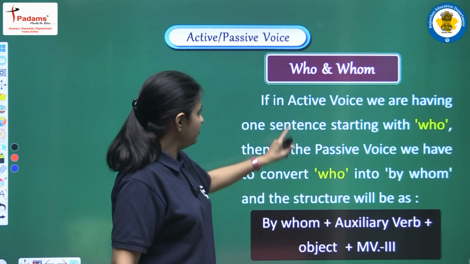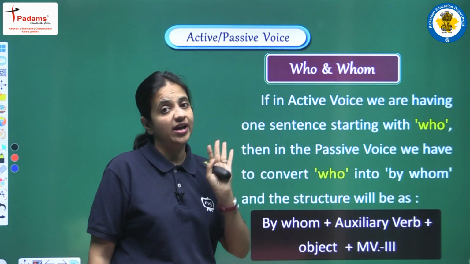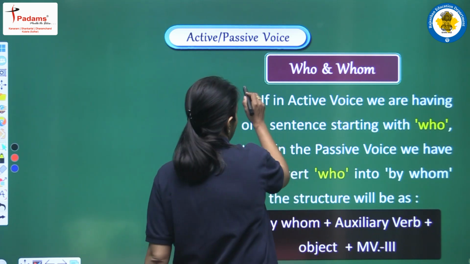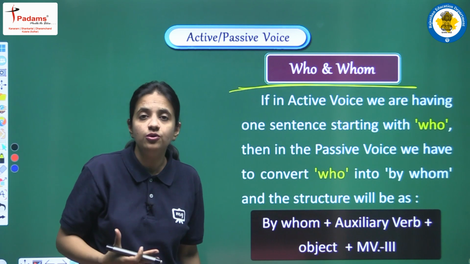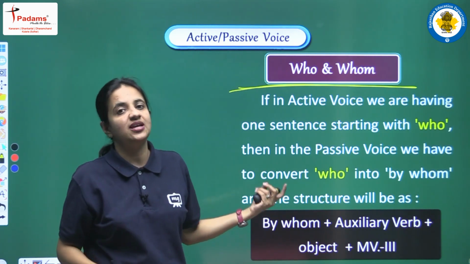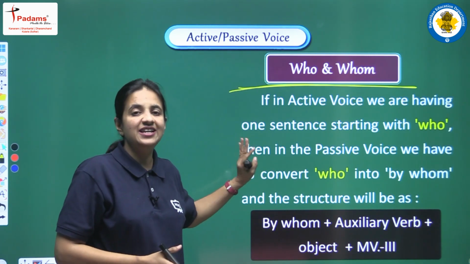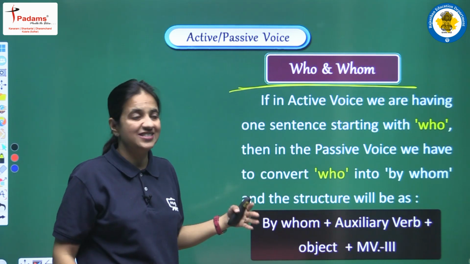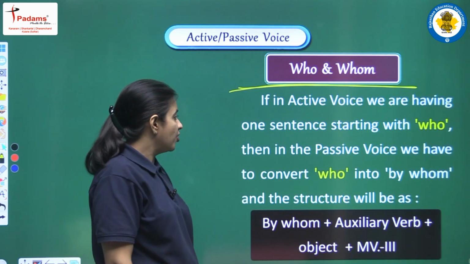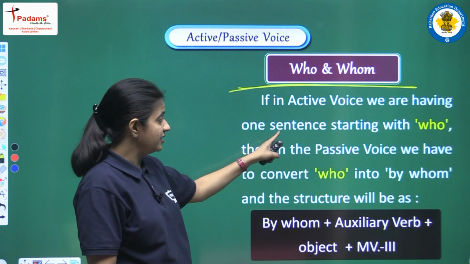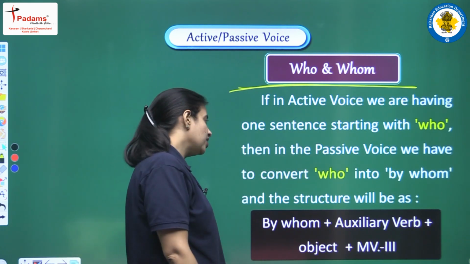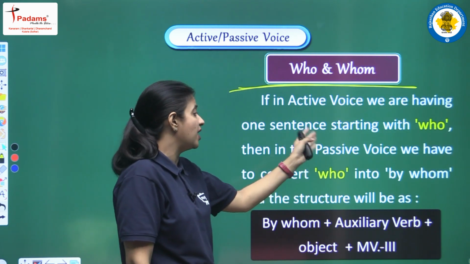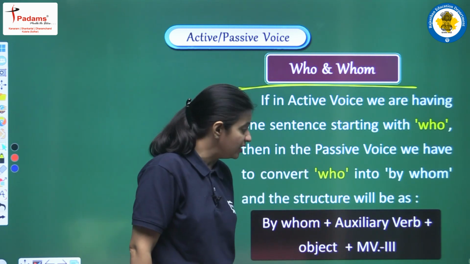Next, moving ahead, we have another very important thing, and this time we will discuss these two words, who and whom. So why are these two words very important? Let's read and try to understand. If in active voice we have a sentence starting with "who", then in the passive voice we have to convert "who" into "by whom", and the structure will be as follows.